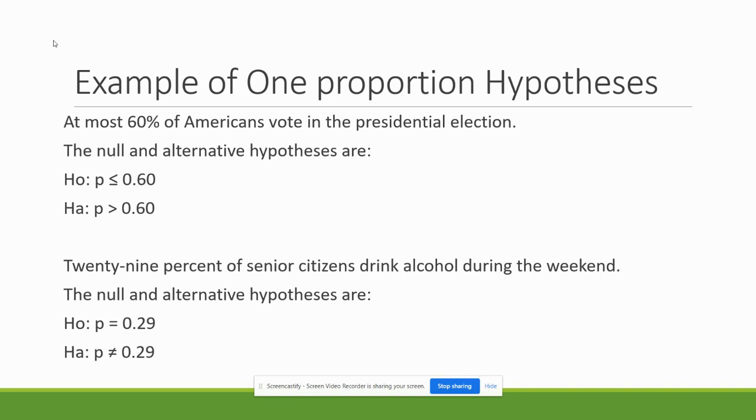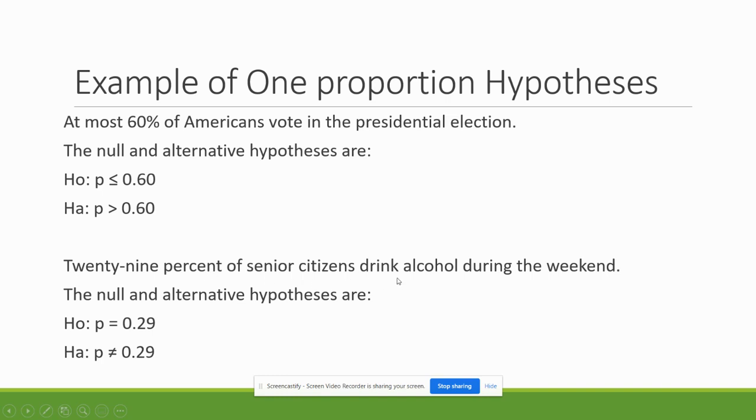At most, 60% of American voters vote in the presidential election. All right, I've converted this percentage to a decimal, and that's what you're seeing right there. So it says at most. So that means, remember, if I give you at most $100, that means I can give you $100 and below. So at most 60%. So the null is the proportion is less than or equal to 0.60. And the alternative is the proportion is greater than 0.60. Doing it just like the means, we're just dealing with proportions now.